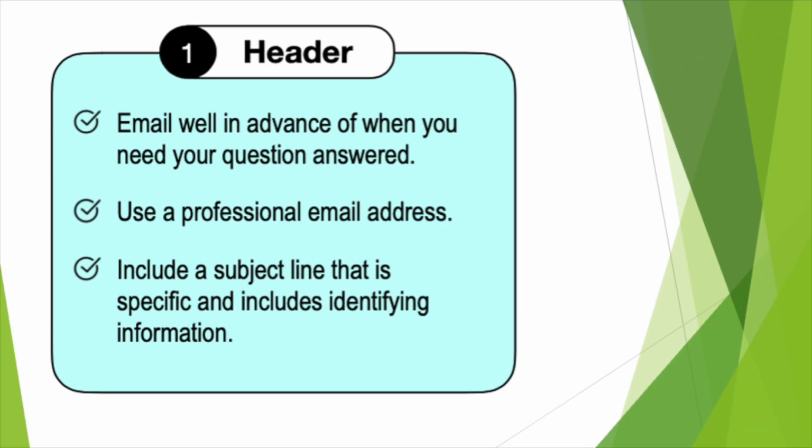Some tips for the header section. Make sure you email well in advance of when you need your question answered. Use a professional email address. As a student, this means using your institutional or university or school email address. Also, make sure to include a subject line that is specific and includes identifying information. For example, it can include the topic of your email and perhaps your name and the class you're in.